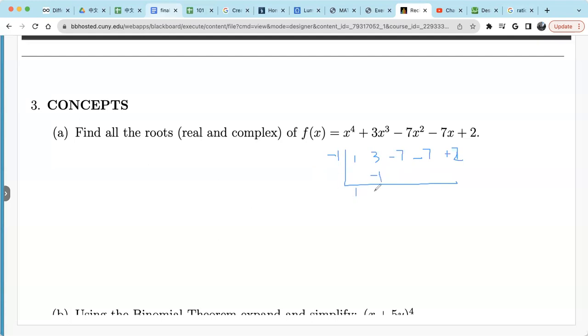I add 3 with the -1, I get 2. 2 times -1, I get -2. Add -2 and -7, I get -9. -1 times -9, I get a +9. I add those two, I get a +2. 2 times -1, I get -2. -2 plus 2, bingo, 0. So that means -1 is a root. Now let's keep trying.